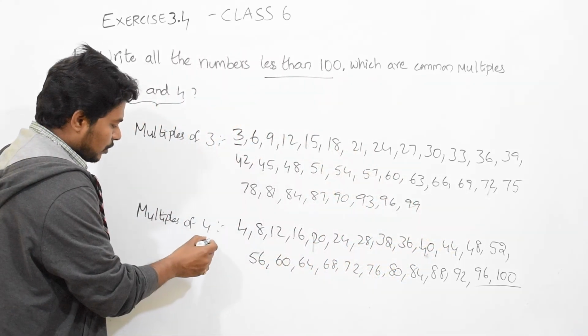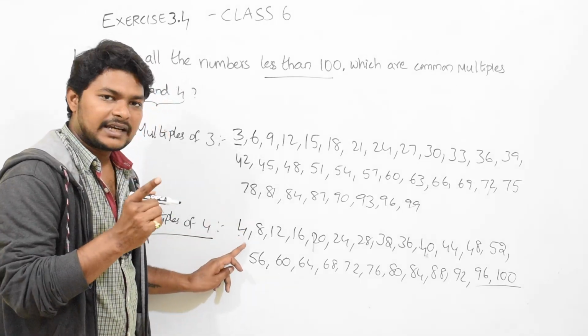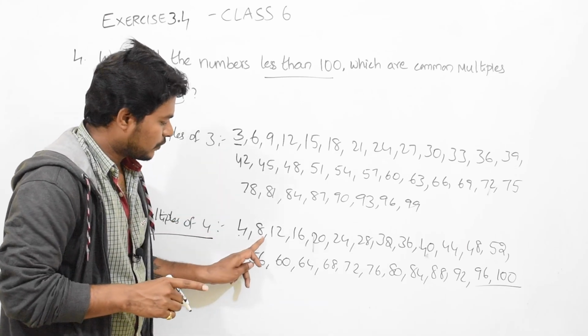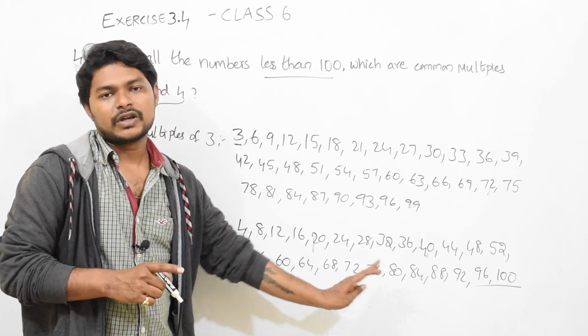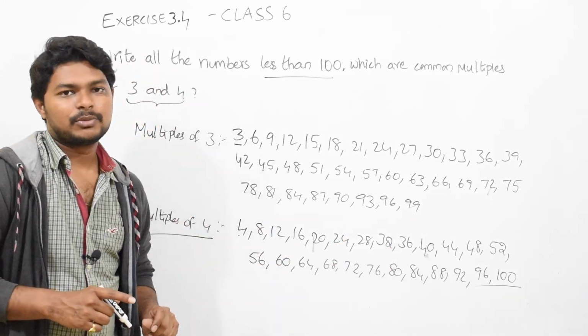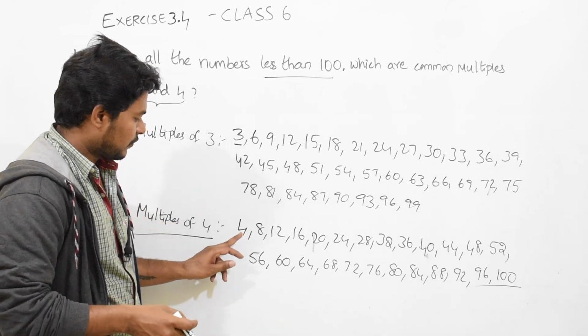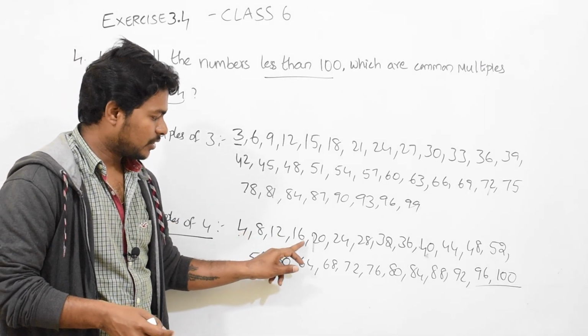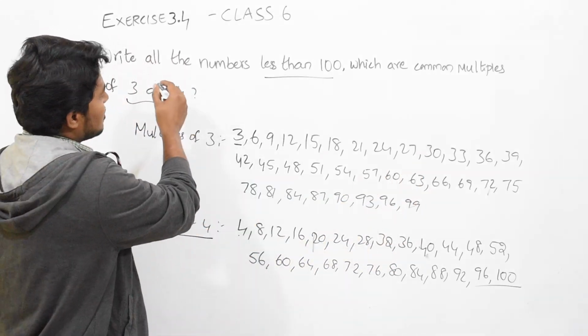Here, if you don't know the multiples of 4, first write 4, then keep on adding 4 to it. 4 plus 4 is 8, 8 plus 4 is 12, 12 plus 4 is 16. Likewise, you keep on adding, and that will give the multiples of 4. If you want, you can check the 4 multiplication table also: 4 into 1, 4 into 2, 4 into 3, 4 into 4, 4 into 5, 4 into 6, and so on.